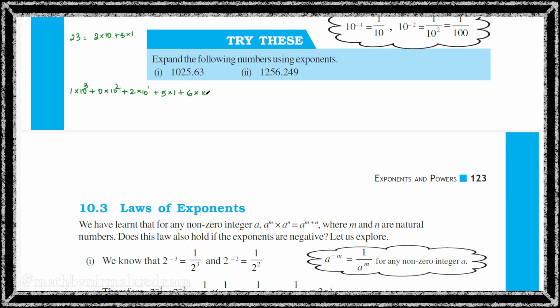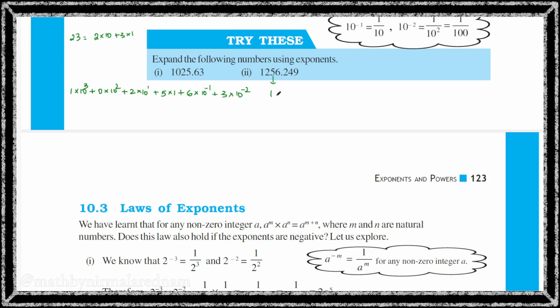And then I have 6 over here. 6 into 10 power minus 1 will give me 0.6. And 3 into 10 power minus 2 is going to give me 0.03. So that is your expansion using exponents. Okay, so we have used exponents.